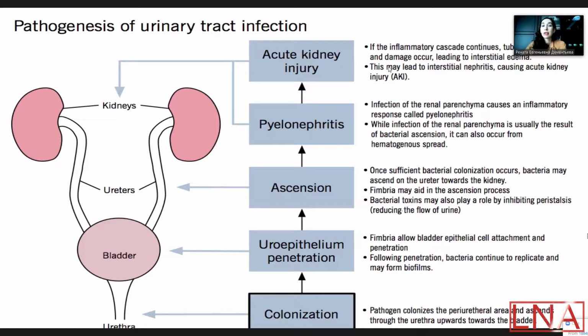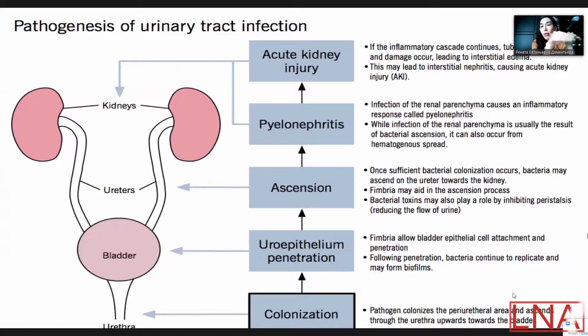So, about colonization. Colonization in the urethra: the pathogen colonizes the periurethral area and extends through the urethra upwards toward the bladder in case of some disturbance. Uroepithelium penetration in the urine bladder: fimbriae attach to bladder epithelial cells, leading to penetration of the microorganism into the wall of the urine bladder. Following penetration, bacteria continue to multiply, to replicate, and may form biofilms.